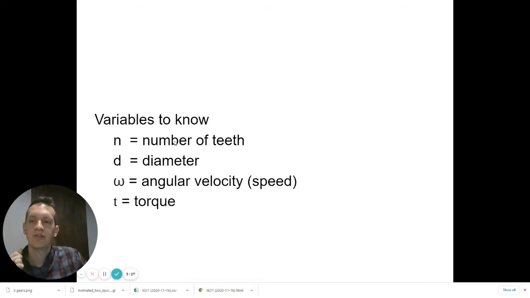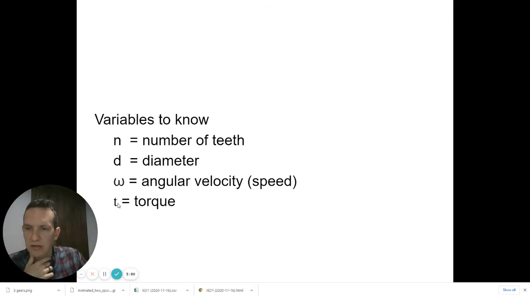So N is the number of teeth. D is diameter, and we don't really use that normally with gears. This looks like the letter W, but it's actually omega, the Greek letter. You can call it W. Just W is used for other stuff in physics, so they added some Greek letters in. So that's just how fast it's spinning in RPMs.